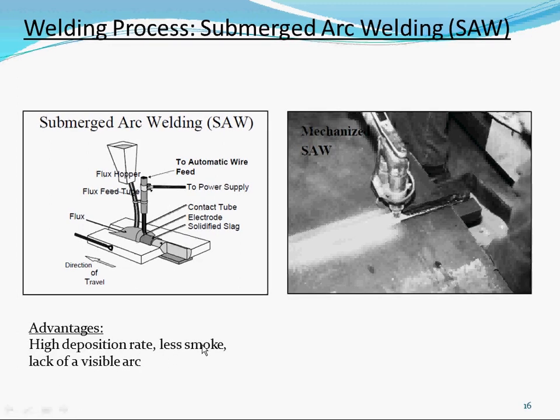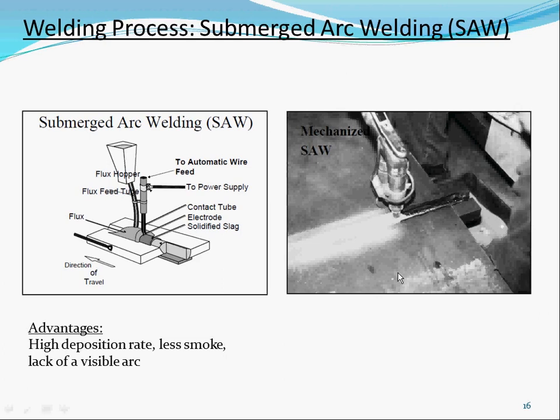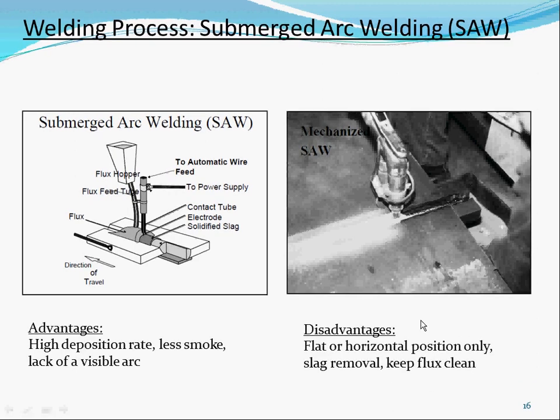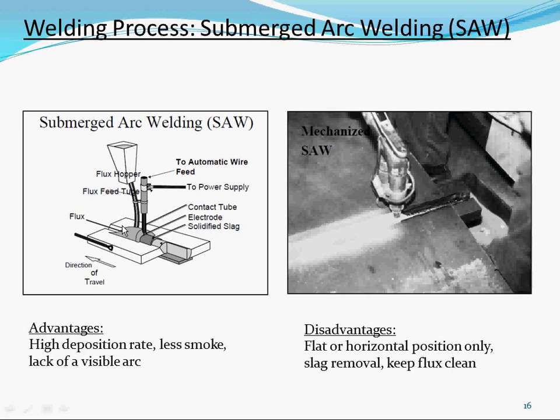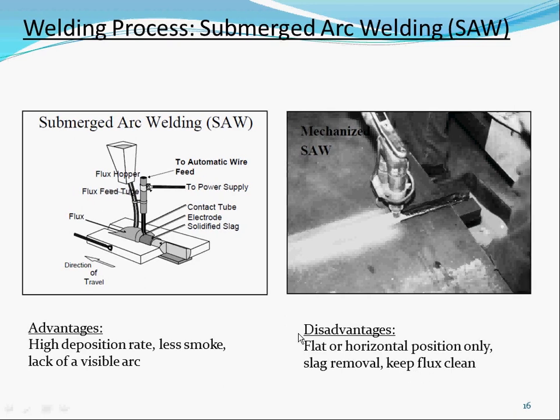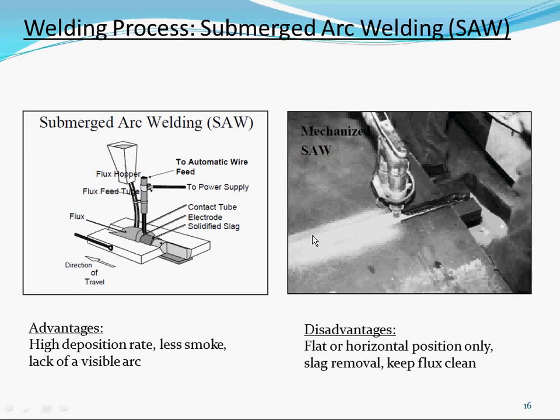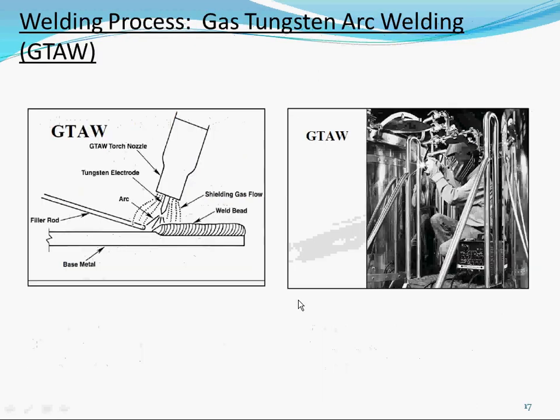High deposition rate, no smoke, and no visibility of the arc. For welders, they always put on a mask because they don't want to see the arc. This one, because of the cover, you don't really see it at all, so there's nothing visible. Disadvantages: obviously flat horizontal position only. You need to remove the slag, and you have to keep the flux clean. This is the flux that they put on, or else it will affect the performance.